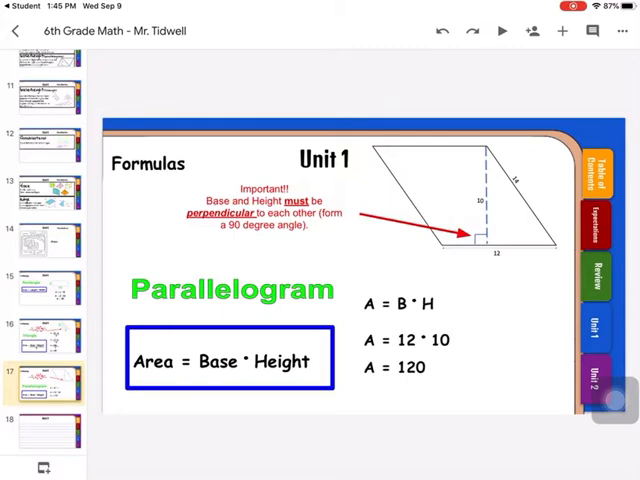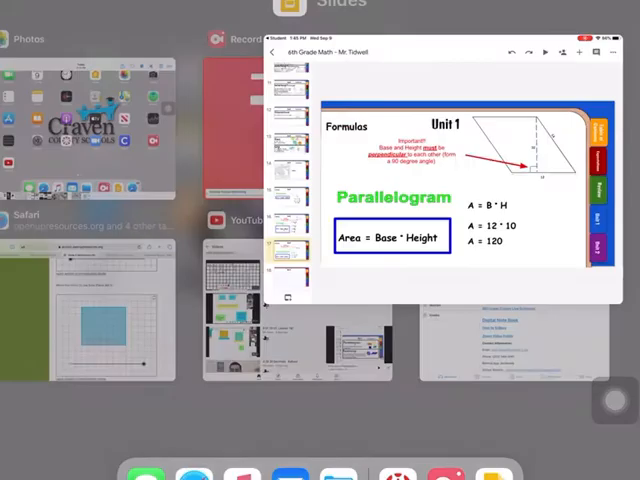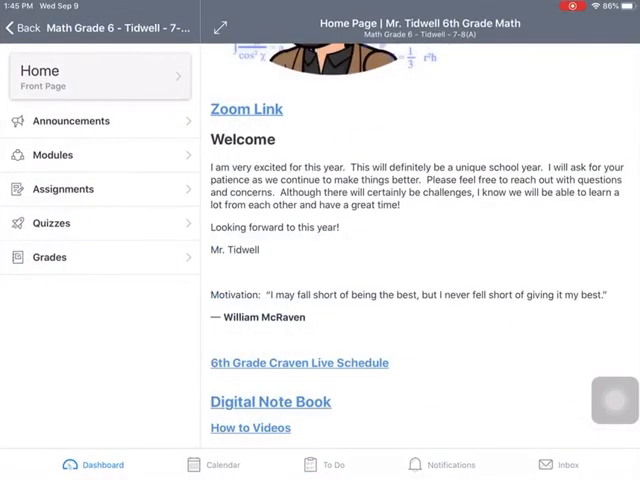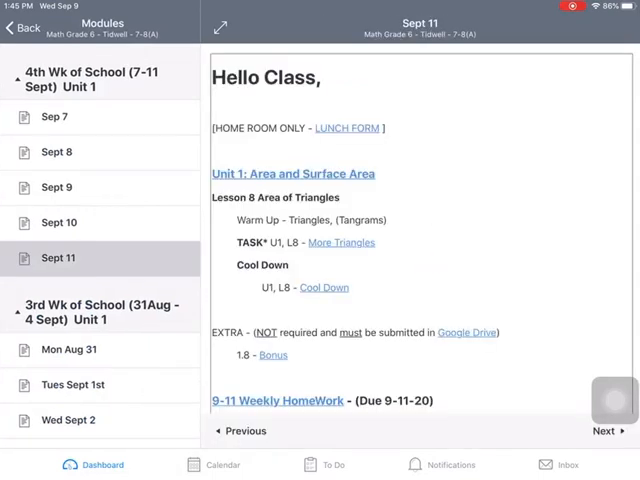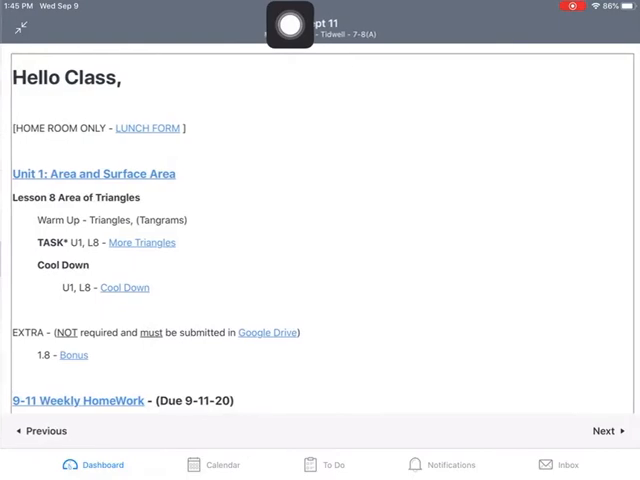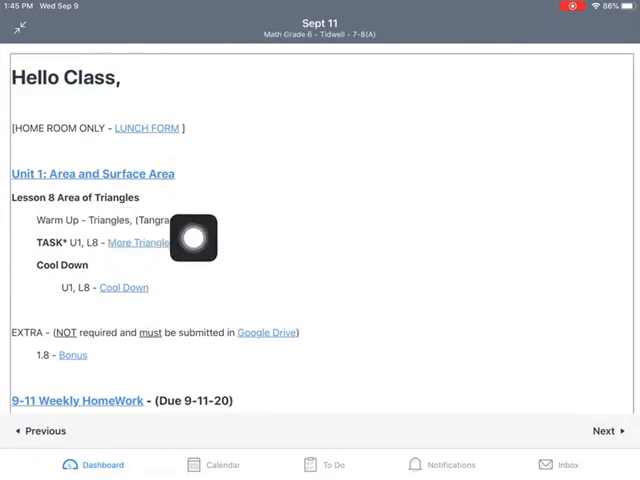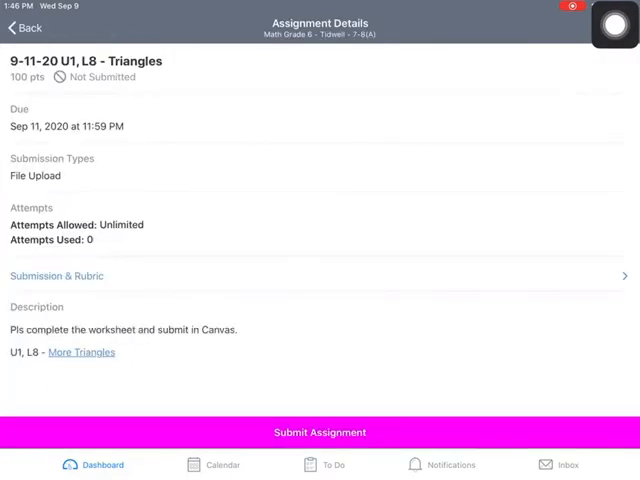All right, so now we are going to go back into what we need for today. I'm going to go back here into Canvas, go into Modules, and then find today's date, which will be September 11th. All right, and then I'm going to go on to today's task, which is more triangles. First, I'm going to blow up my screen a little bit to give myself more room.